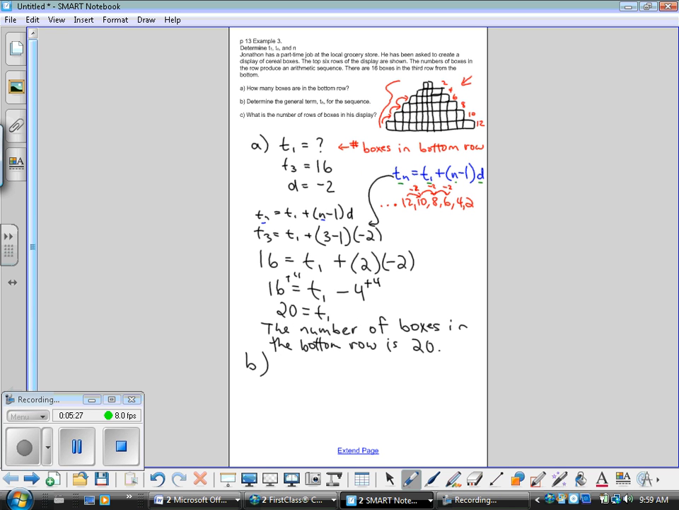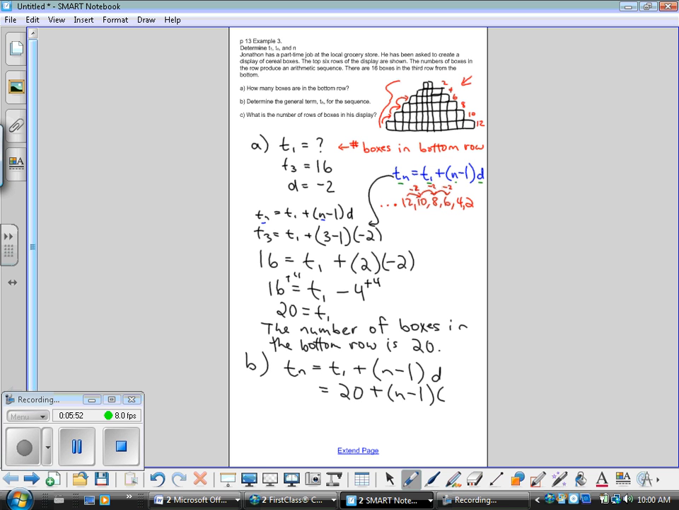Okay, determine the general term for the sequence. Well, this should be pretty easy. We just want t sub n. Remember, in general, that means we want it to work for any n, so we're just going to leave n as a variable. We know that t sub 1, the first term, is always going to be 20 now. That's a feature of this sequence. That's one of the characteristics that makes it this sequence.